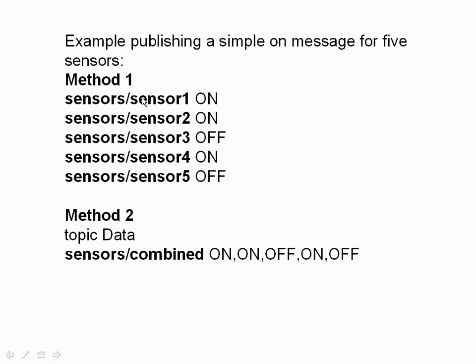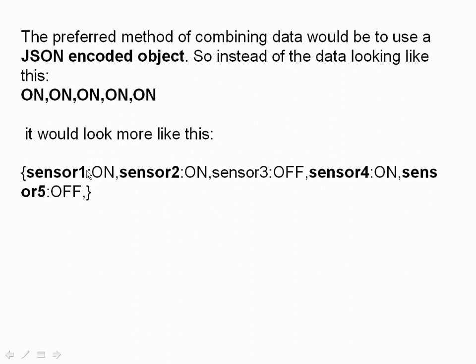We could use the single sensor, single topic method, or we could use the combined method where we publish on a combined topic and we publish the data together. Now, we don't normally publish data like this, although we could do, because there's no clear correlation between this value here and the sensor one here. So what we normally do is we actually combine it into an object and it will look more like this. So sensor one on, sensor two on, sensor three off. And this would start off as a JavaScript object and it would be converted into a JSON string to be sent over onto MQTT.